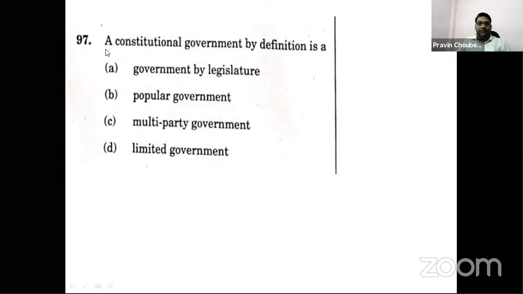Okay. Now, what should a constitutional government be? What do you understand by the term constitutional government? See, is it a government by legislature, a popular government, a multi-party government or a limited government? When we talk about constitutional government, we know the term called constitutionalism.